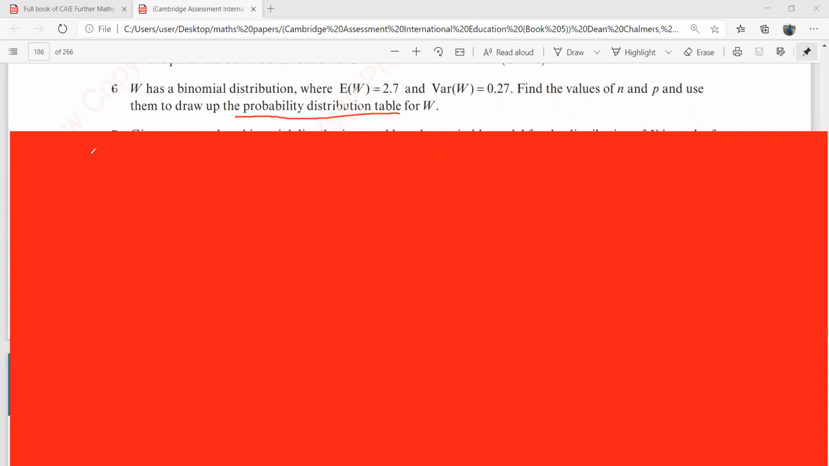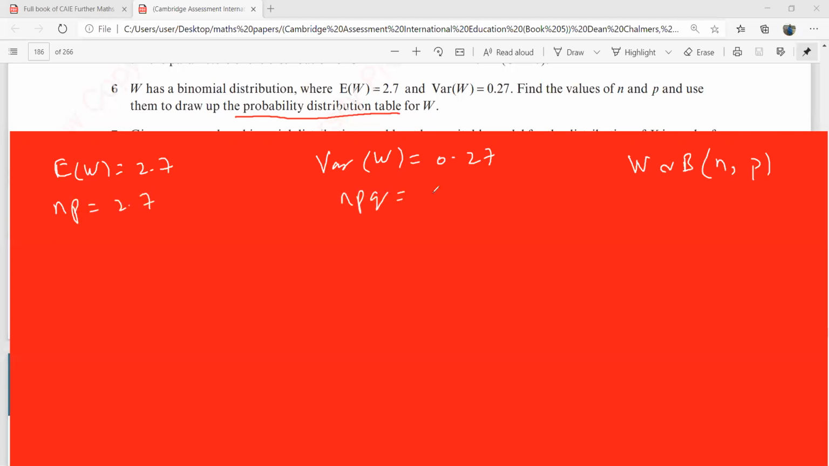Let's do this question. You have E of W, that is 2.7, and you have the variance of W, that is 0.27. So again, we're not given what N and P are if W is binomially distributed. So let's find that first. I'll change this to NP, which is 2.7, and this is your NPQ, the variance, that is 0.27.